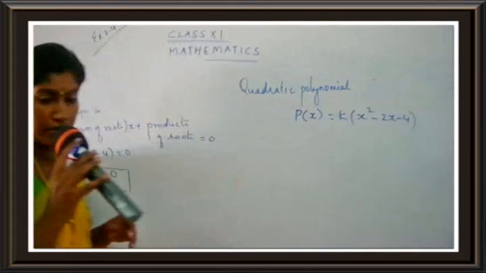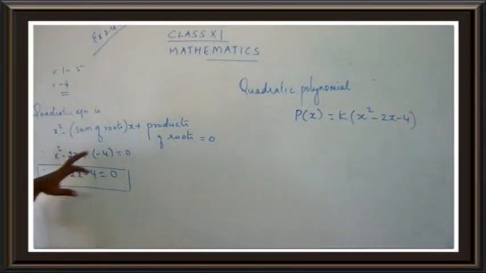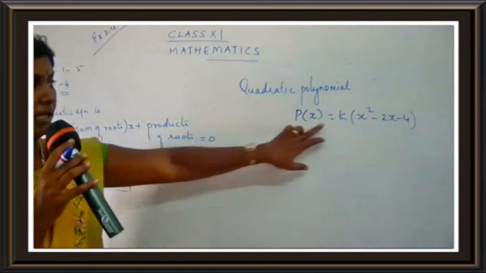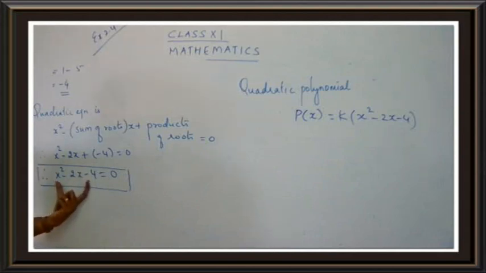Clear? So what is the quadratic polynomial? You have to write down P of x is equal to k into, k is a constant or scalar constant over there. So k into the answer. What is the answer? x square minus 2x minus 4. Do not write 0. So that's what you get here.